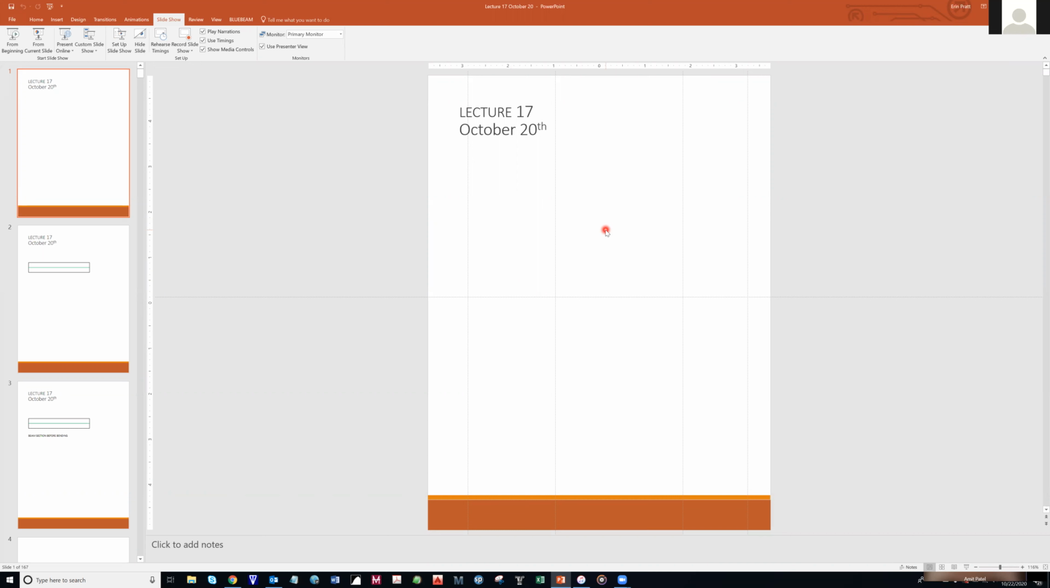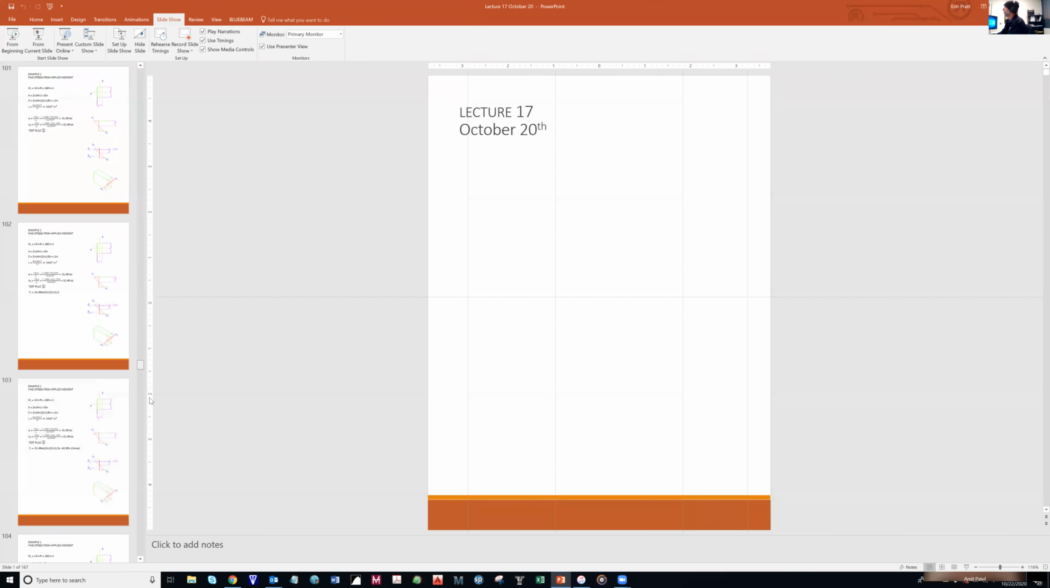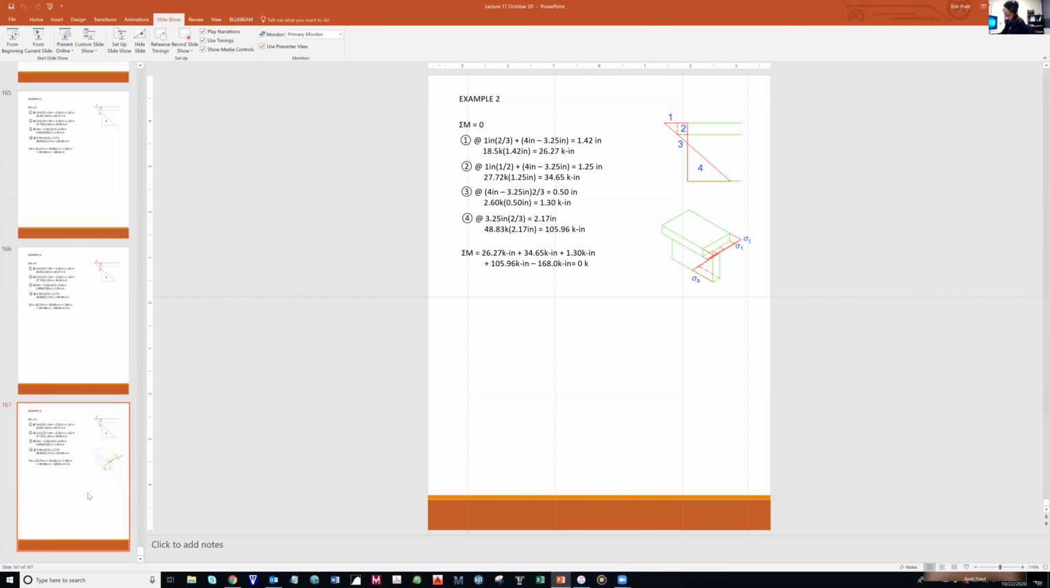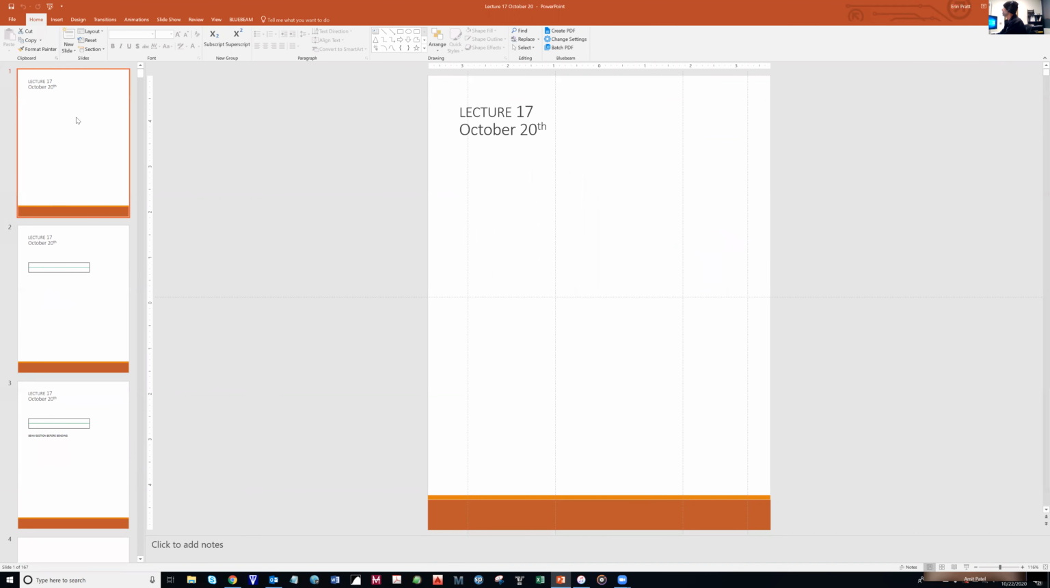For the homework, do we need to do the isometric view as well? Only if the textbook problem asks for it. Yeah, I think one of them asked for a sketch. I think you're right. So if the textbook asks for a sketch of the stress, then that's what we're looking for right there. Okay. All right, so that was lecture 17.